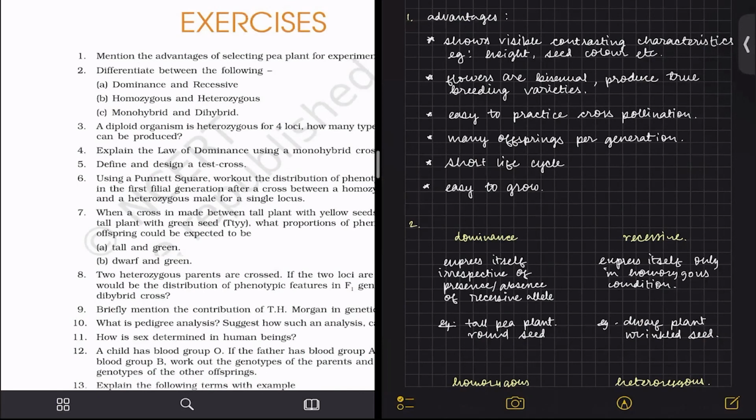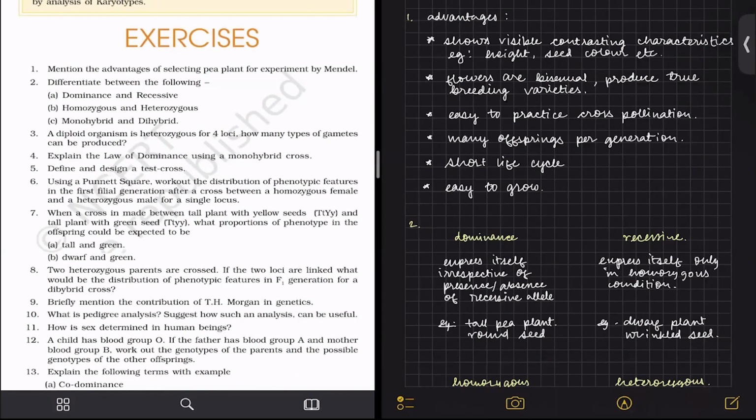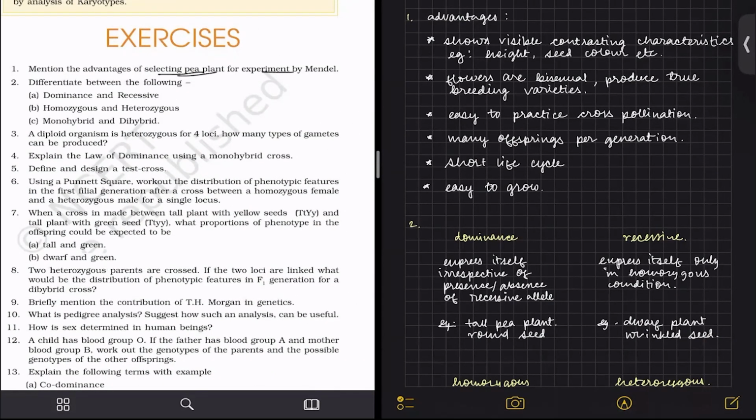Okay. So the first question is, mention the advantages of selecting pea plants for experiments by Mendel. I explained it already, and as you can see, I have written the answer, because they show variable contrasting characters, they're bisexual, so we can produce breeding varieties, and all of the features. It is given very well in NCERT, and I have already discussed it, so this is done.